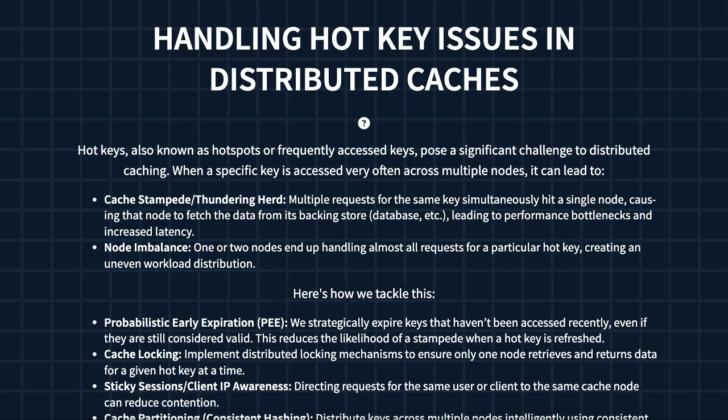Also, some nodes can end up handling those requests for one particular hotkey, which leads to an uneven workload. To combat this, we use a few techniques: probabilistic early expiration, where we gently expire keys that haven't been used in a while, even if they're still valid; distributed locking, so only one node gets the data at a time; sticky sessions, directing users to the same cache node whenever possible. We also use consistent hashing for better key distribution and sometimes prefetch the data for frequently accessed keys.